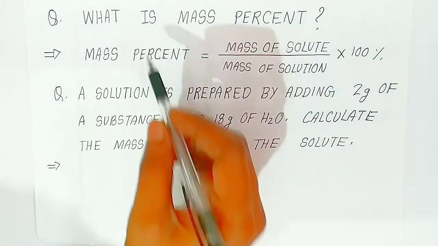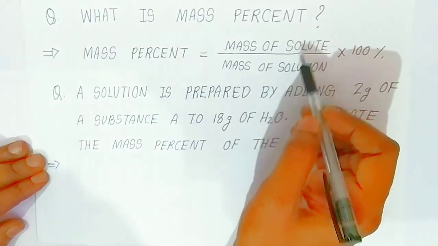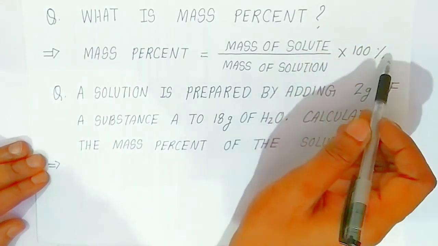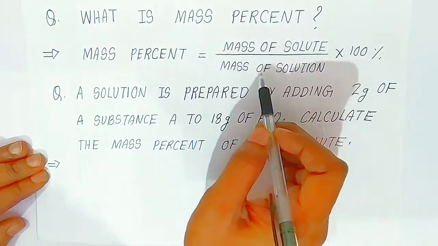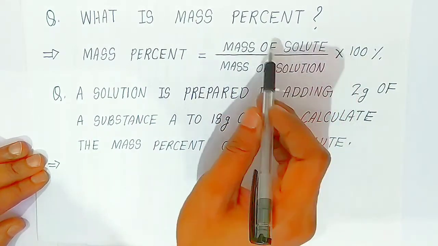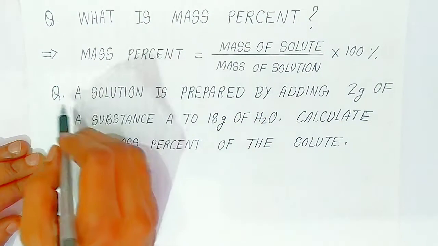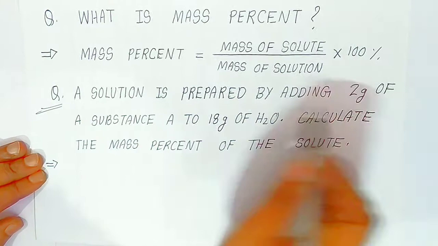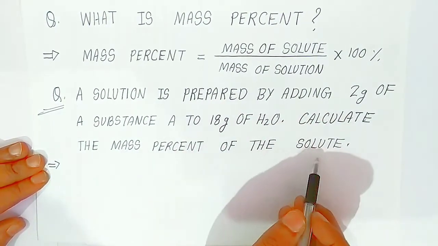Now first, students, what is the mass percent? Mass percent is the mass of solute upon mass of solution into 100. This way we can calculate the mass percent. If you know the mass of solute and the mass of solution, find the ratio and multiply by 100, you get the mass percent. A solution is prepared. The question here is: a solution is prepared by adding 2 gram of substance A to 18 gram of water. Calculate the mass percent of solute.